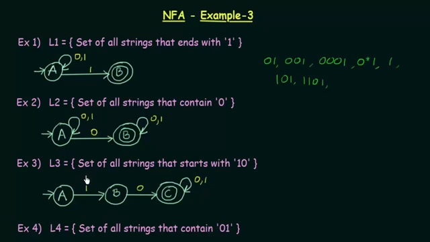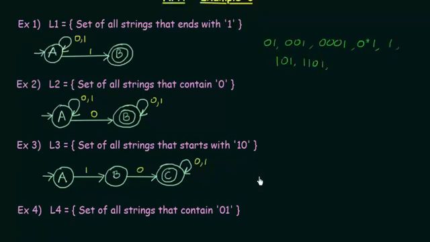So our only condition here is that it should start with 1, 0. So we make sure that there are no other strings accepted here other than 1 in the beginning and 0 in the second part. So it starts with 1, 0, and if it starts with 1, 0, it goes to the final state or accepting state C. And after that, we don't care what follows, because our only condition is it should start with 1, 0. So this is how we design the NFA for this.